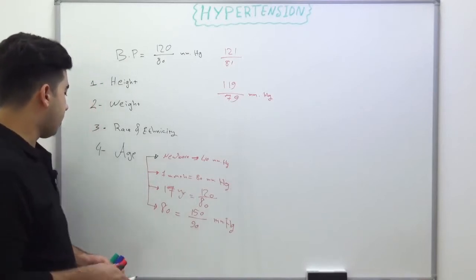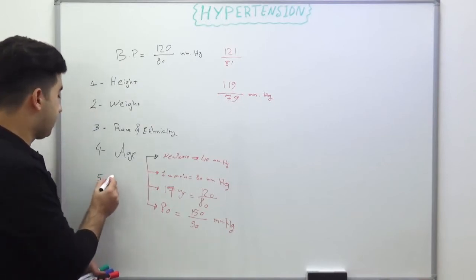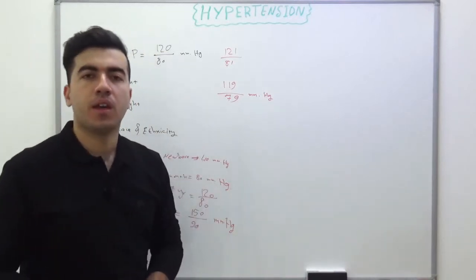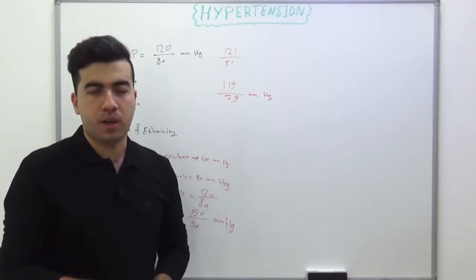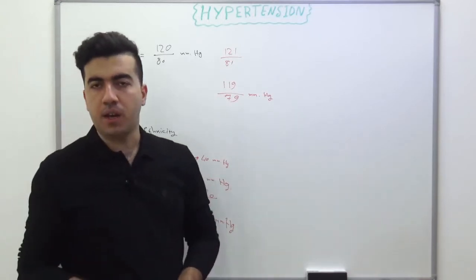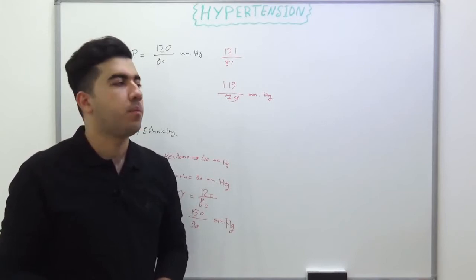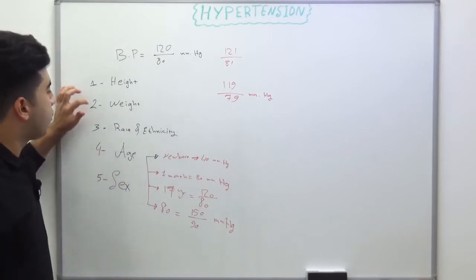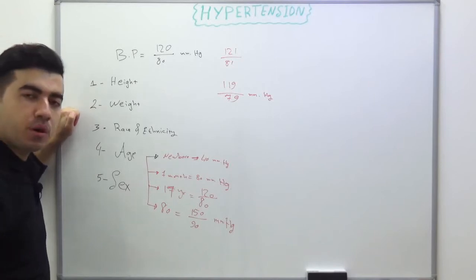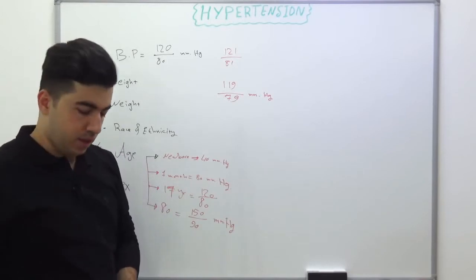Then another physiological variation for the blood pressure is sex. Females before the menopause have a lower blood pressure when compared to males with corresponding height, weight, ethnic group, or age. But after the menopause, usually females have a higher systolic blood pressure than the males. Okay, these five: height, weight, race and ethnicity, age, and sex, are five important physiological variations that determine the average blood pressure in a specific population.